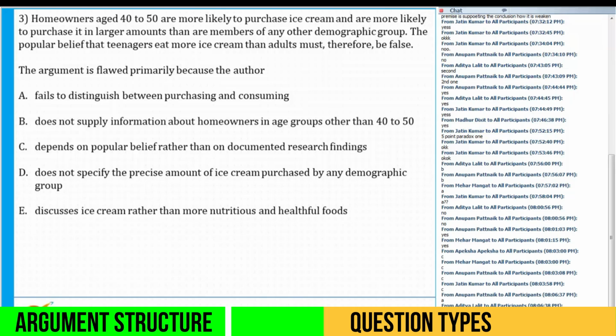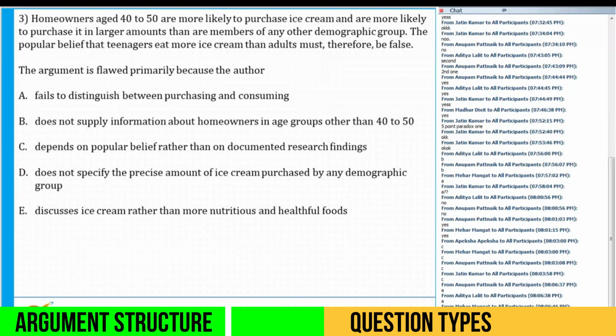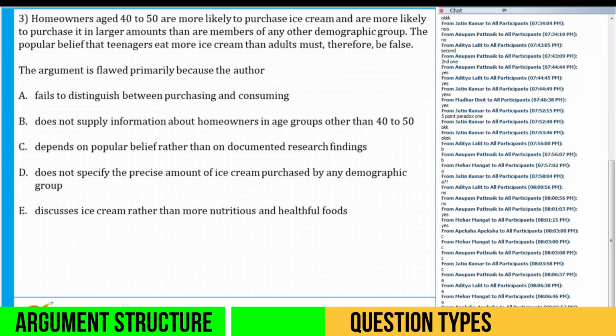The question is asking you, the argument is flawed primarily because the author does what? Why is this argument flawed? Because this guy is assuming that whoever purchases it is the person who consumes it. Yes or no? This guy is assuming that whoever is purchasing it is the same person consuming it.